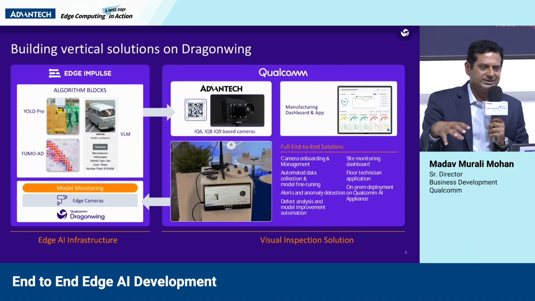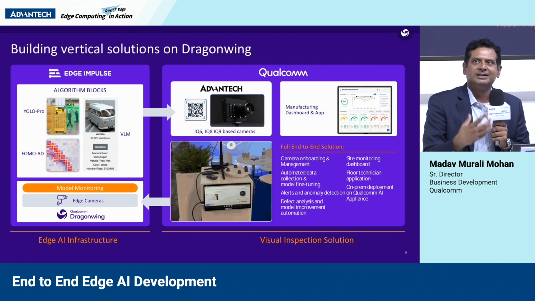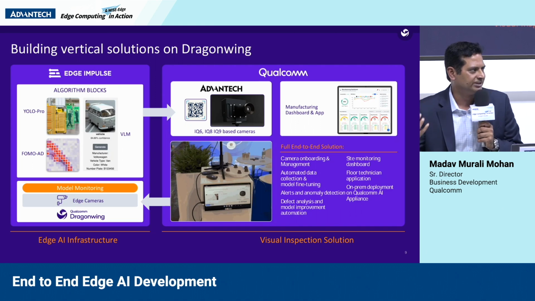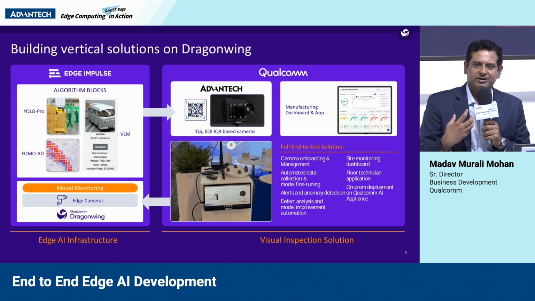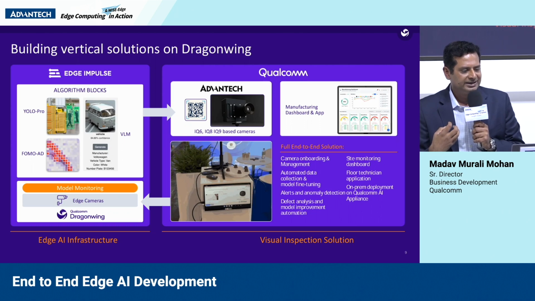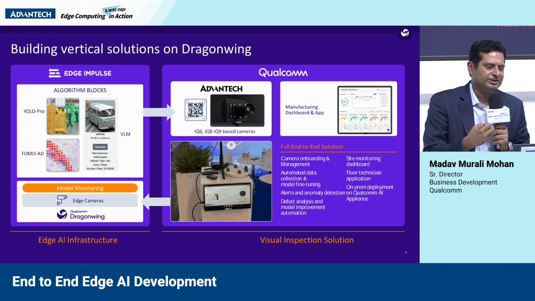Absolutely. So now you saw the tools that we offer, you saw all the solutions that we offer. Then the next question that comes up is, okay, now what do we go do, right? So this is an example of how you would build a solution. In this case, with Edge Impulse, you have the algorithms or the YOLO Pro or whatever models we have. You collect the data and then you use Edge Impulse to train the models.